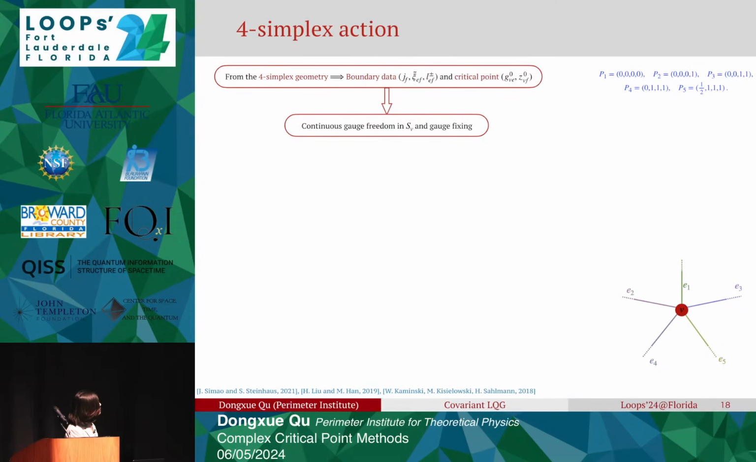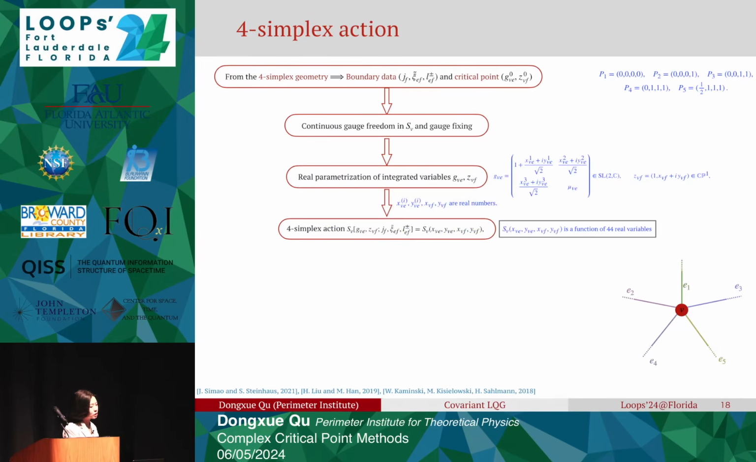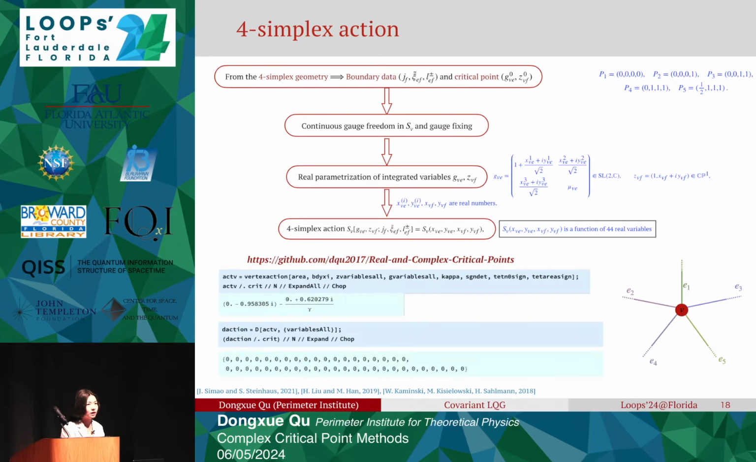After removing the continuous gauge freedom and doing the real parametrization, in the end the full simplex action is just a function with 44 real variables. And we can evaluate the action at the real critical point. You can see this is the action's number, and the real part of the action at the real critical point is 0. Furthermore, we can check the equation of motion, which is satisfied.